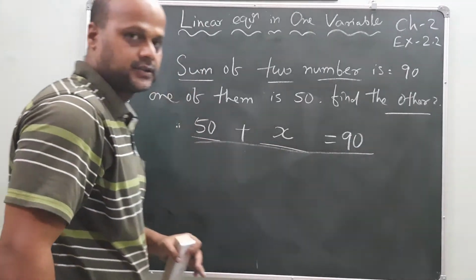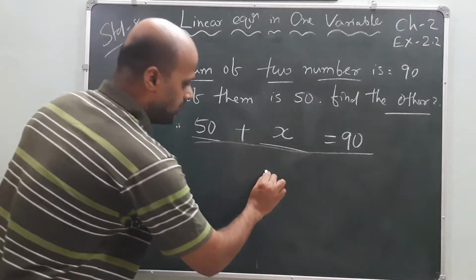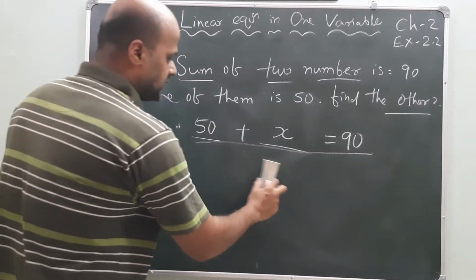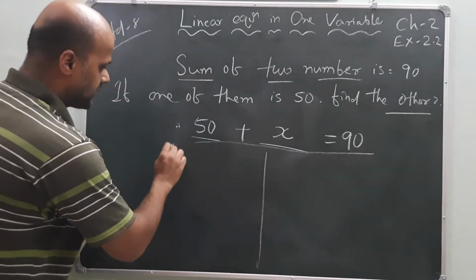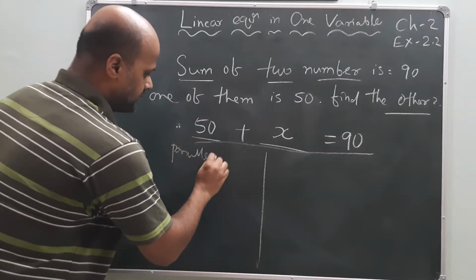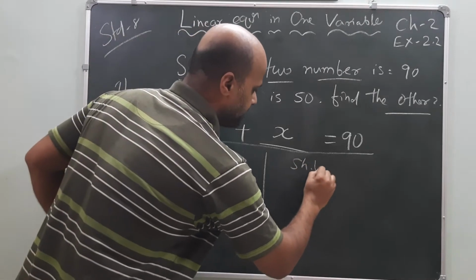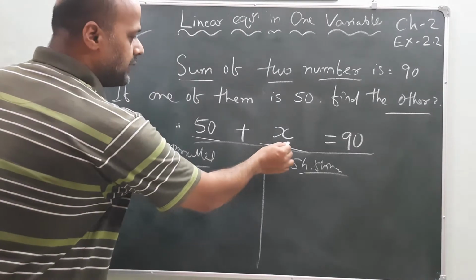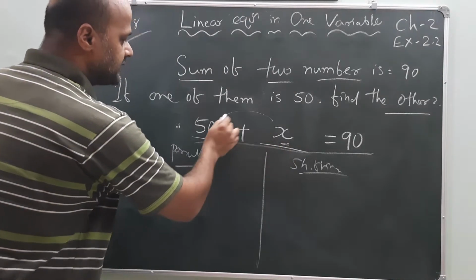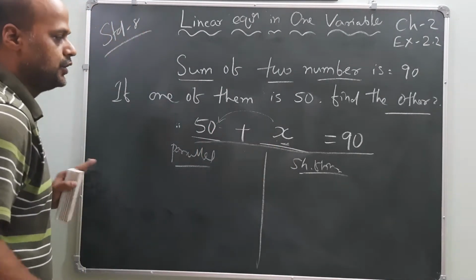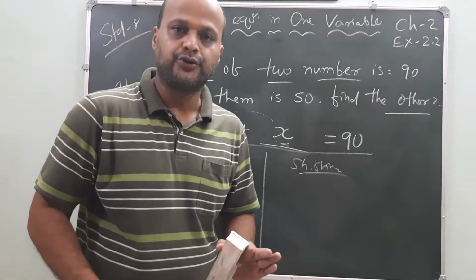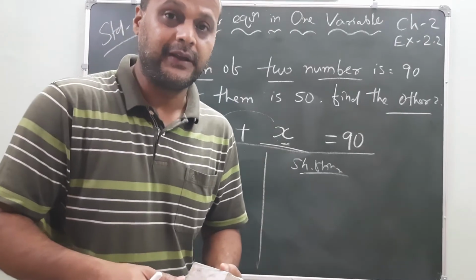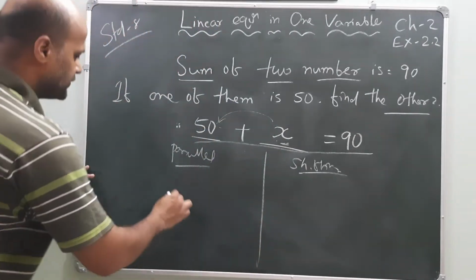50 plus x is equal to 90. So what is the value of x? Let's do it by two methods. What are they? Balancing and shifting. In the balancing process, with the variable x, 50 is added. To take out the 50, to cancel the 50, what do you have to do? We have to put another 50 in minus form. Yes or no?